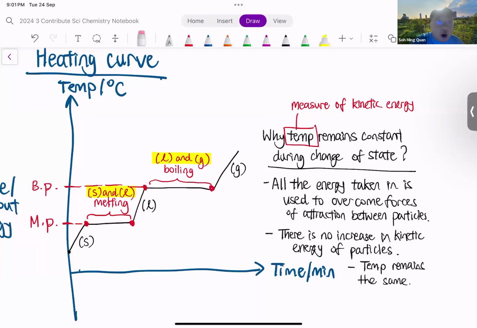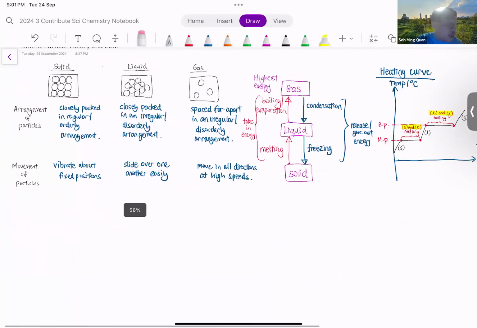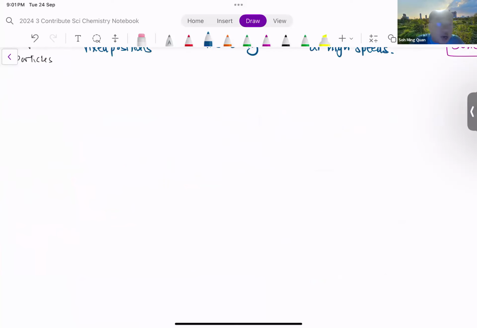Okay, so now let's move on to elements, compounds, and mixtures. Now, we have finished kinetic particle theory. Let's move on to elements, compounds, and mixtures. Now, the whole study of elements, compounds, and mixtures, what are they? The whole idea is we have many chemicals around us. Chemicals can also be called substances.